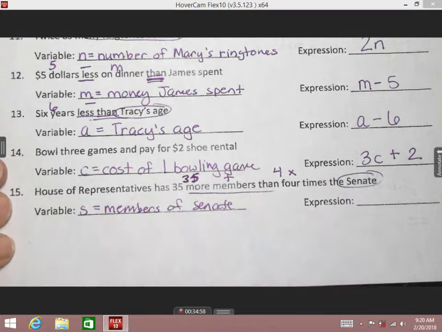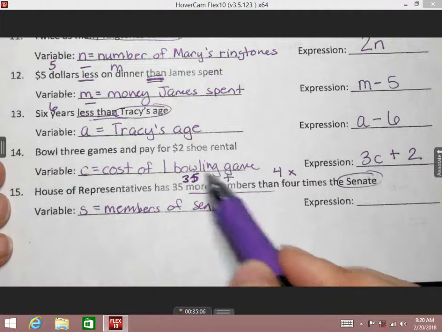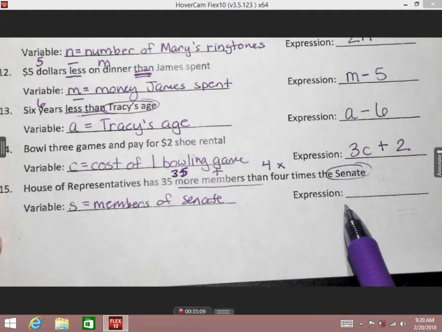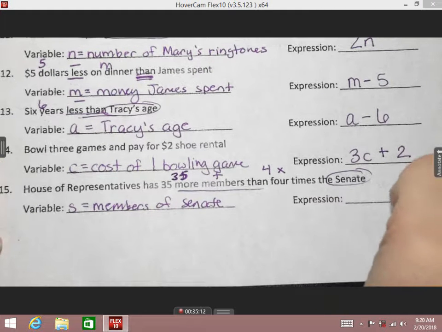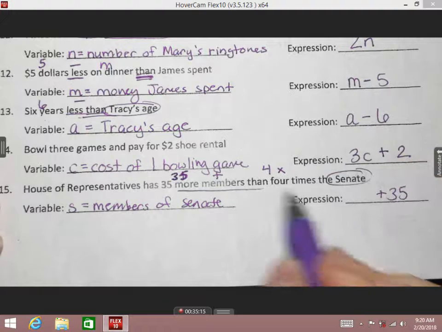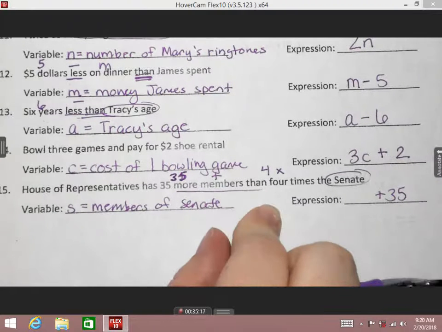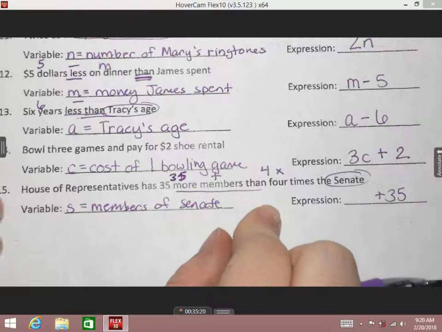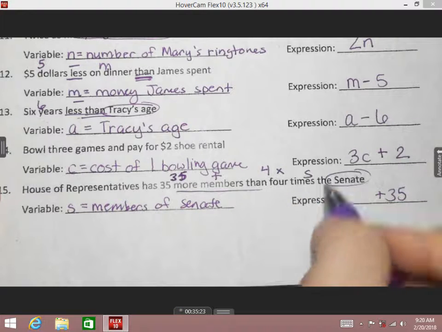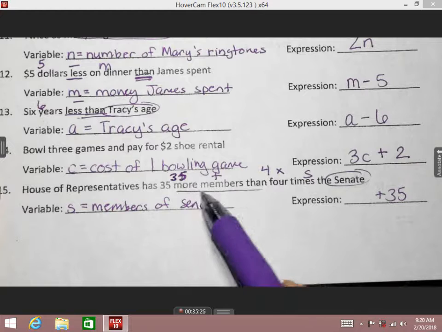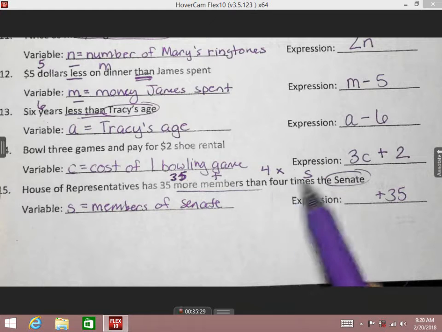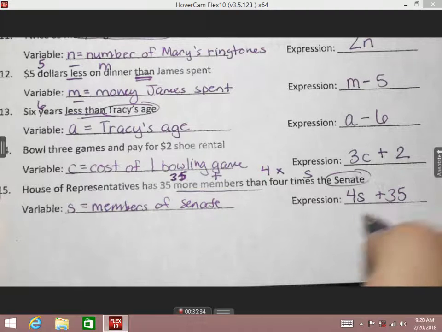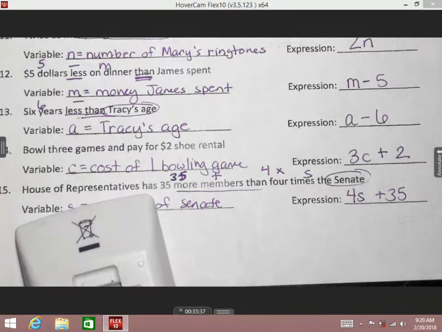Does anyone think they can tell me how to write out that expression? This one's challenging. We got a lot going on. There's than, so we're going to have to flip it. So where's that 35 going? At the end. So we know we're going to have plus 35 at the end. What has to go in front? Close, Katie. Not just S. Remember, it's 35 more than, so 35 plus 4 times S. How am I going to write 4 times S? 4S. So it's 4S plus 35.